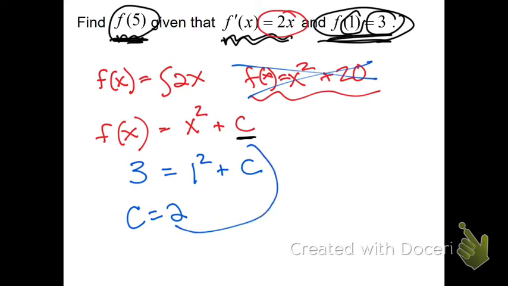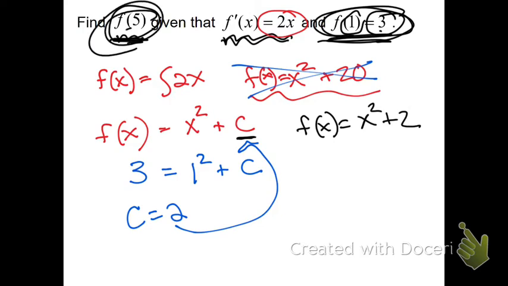So now I plug that 2 in right here. And the actual function, the original function, f of x, would just be x squared plus 2. That's the legit function. Double check. When you plug in a 1, you should get a 3. Okay? And you do. So now we can find f of 5, which was the question. f of 5 would be 5 squared plus 2, 27. Done. Now, that's what you do if you want to solve for c.